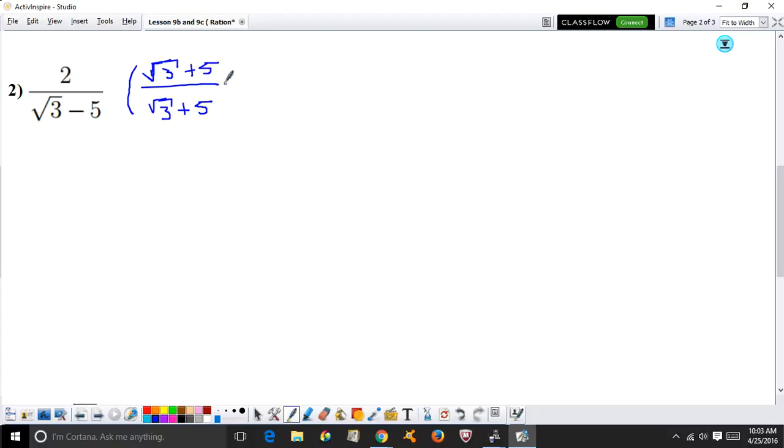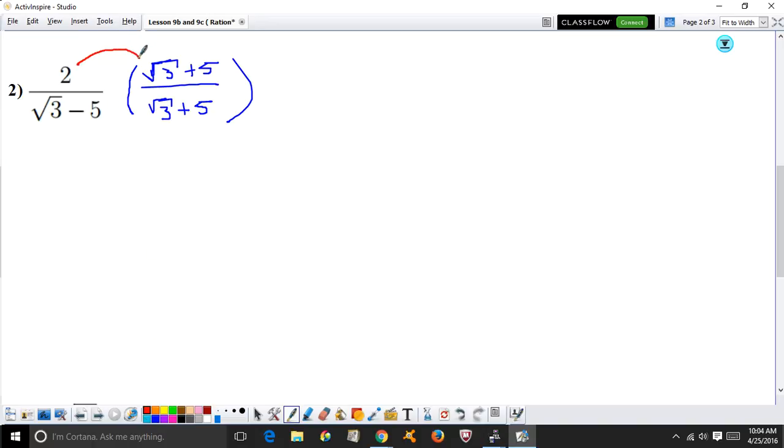Plus square root of 5. Now again, square root of 3 plus 5 is the conjugate of the denominator. So when you want to rationalize the denominator, when you want to get rid of a square root on the denominator, and you have two terms, you multiply by the conjugate, which is you just flip the sign, top and bottom. So now we perform our multiplication.